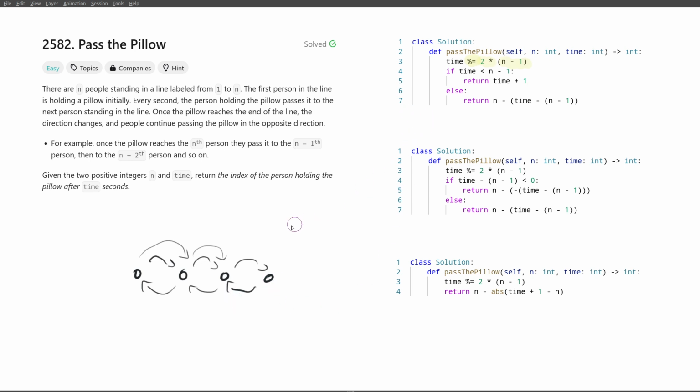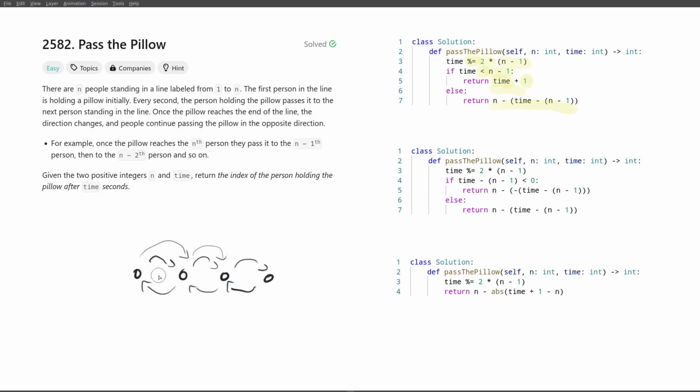So we're going to the right if the number of steps does not exceed n minus 1. Here I've written less than, but the solution would also work if this was less or equal, because for steps equal to n minus 1, both of those formulas give the same number. So if we're going to the right, we start at 1 and add the number of steps that were given, and that is the number of the person that ends up with the pillow.